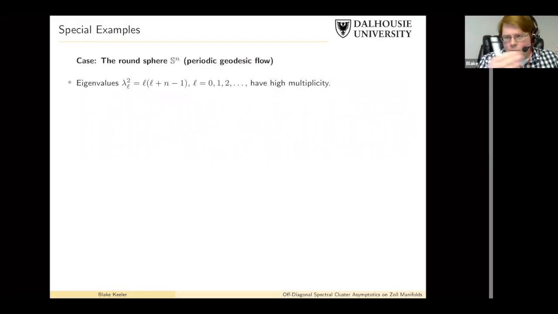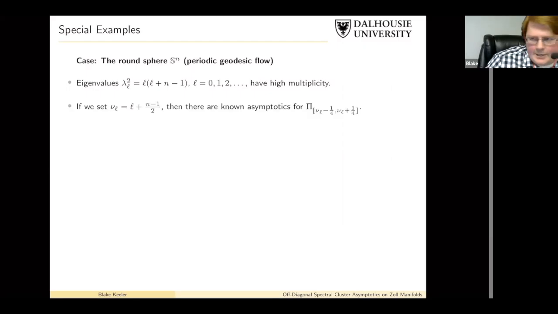There are huge gaps in the spectrum where there's nothing, and then you'll have an eigenvalue at one of these lambda_l squareds, and their multiplicities are very, very high. So if you choose your interval to miss one of these eigenvalues, the projection is just 0, so that's not very interesting. But if we choose our intervals carefully, we can make sure that we capture these high multiplicity eigenvalues.